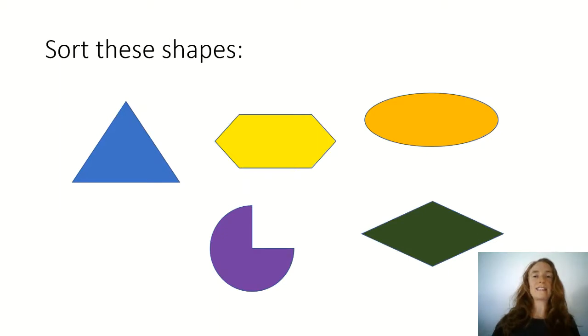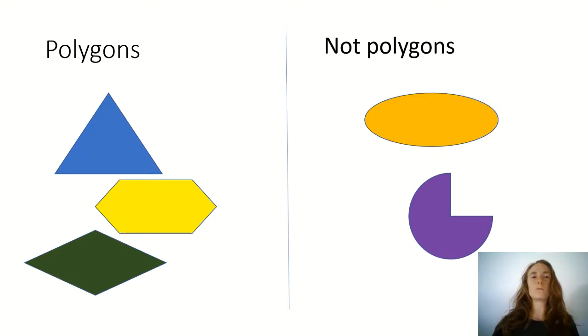So this is your next task, to sort these shapes. So think about how you would sort these shapes into two groups. Are you looking at the number of sides? Are you looking at the shapes, the sort of sides? And this is one way that I've done it. They're polygons and not polygons, because a polygon's sides are always straight. So if you've got a curved side, it's not a polygon.